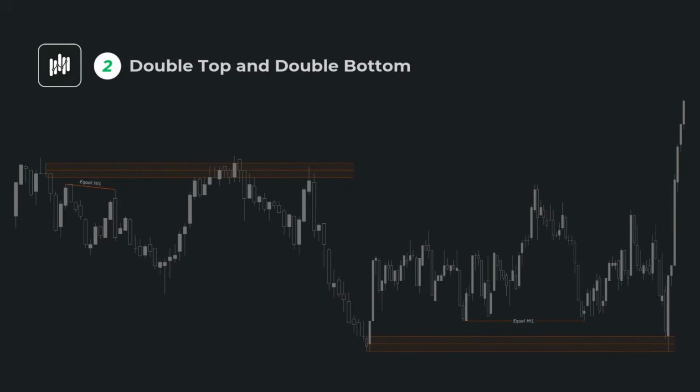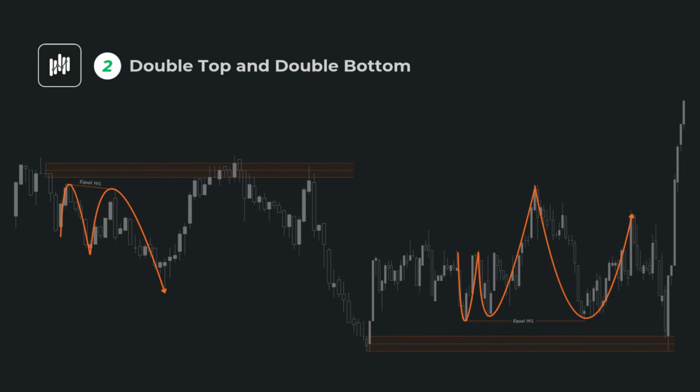Section 2. Double top and double bottom. Now let's move on to a very well-known example, double top and double bottom. When two highs are almost on the same level, we call it a double top. And when two lows are on the same level, it becomes a double bottom. Classical traders usually consider these zones as strong reversal areas.